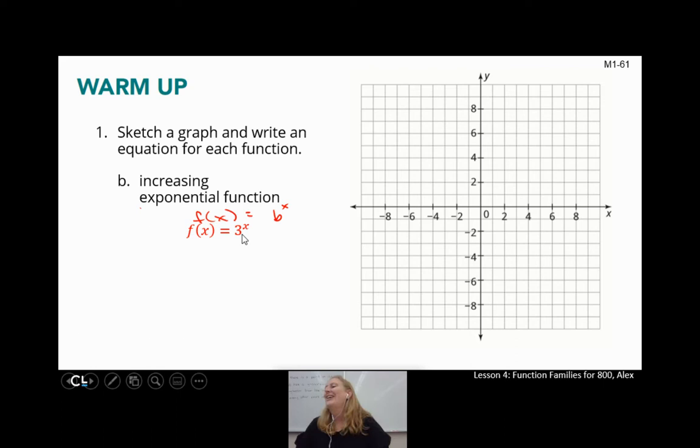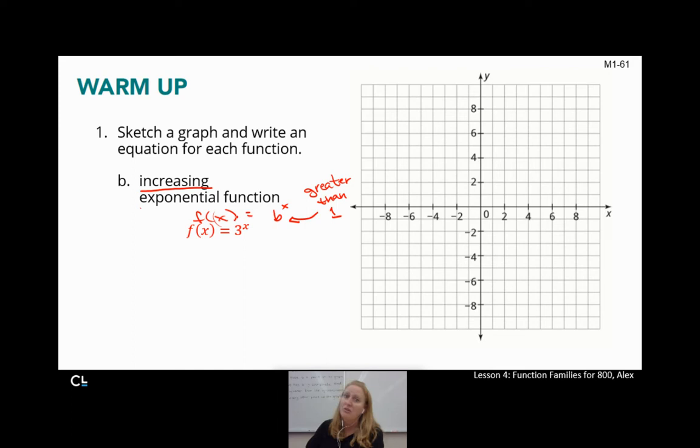Because I wanted an increasing exponential function, that number needed to be greater than 1. If I had been told it was a decreasing exponential function, I should have picked something between 0 and 1 for the base of my exponent. So like a half, or a third, something along those lines, would make your function a decreasing exponential function.